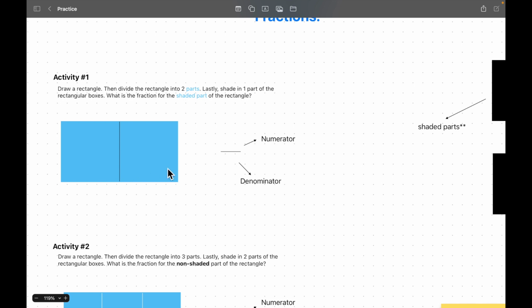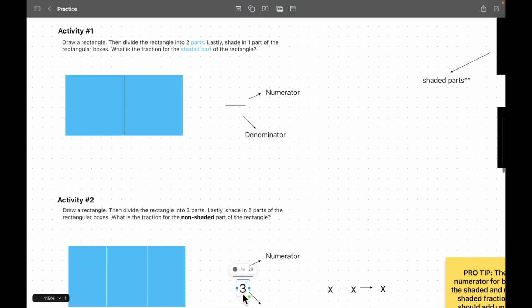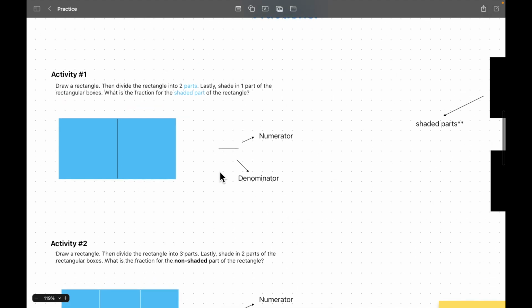So the total of parts in this rectangle, which is 2, it is what we call the denominator. So now we have our denominator. Alright, let's input it here. So it's not 3, it's 2. Let me change it. Alright, so we have 2 as a denominator, because that's how many parts there are in this rectangle, right? 2 parts of this rectangle. Okay, so that's our denominator.